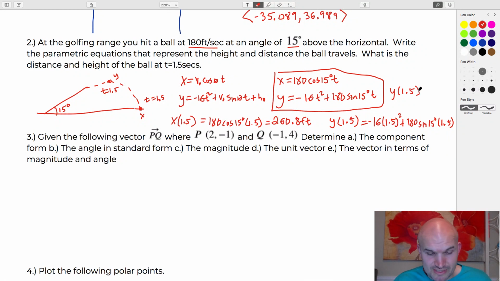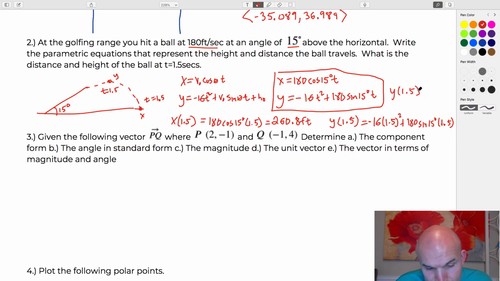All right, so let's make sure we slow this down to make sure we have this correct. So we have negative 16, and then I'm going to use parentheses 1.5 and parentheses squared, plus 180 sine of 15, close the parentheses, times 1.5.